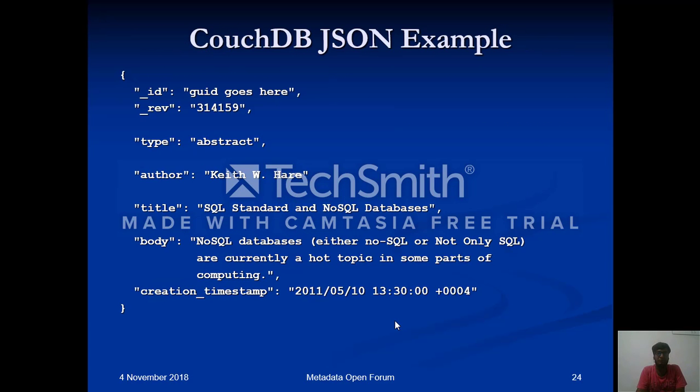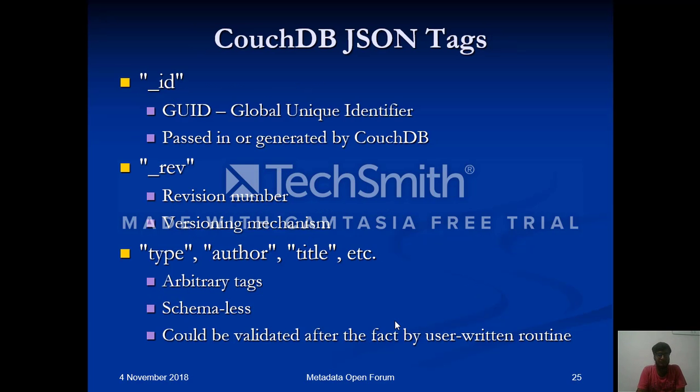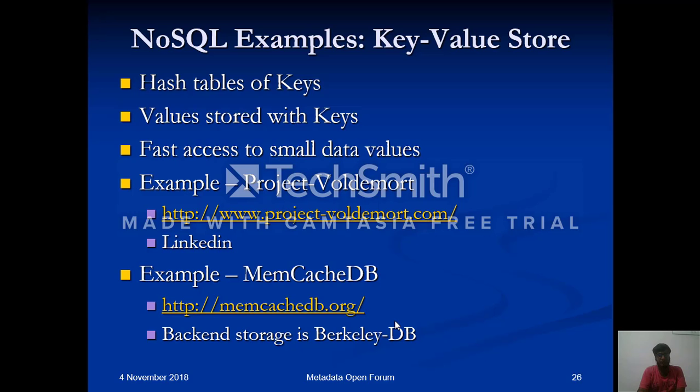Then an example of a NoSQL database. You declare an ID variable like that, then type, author, title, body, and you can just close the braces. As you know, there is a unique identifier, revision number, types, etc. Hash tables of key values are stored with the keys, giving fast access to small data volumes, etc.